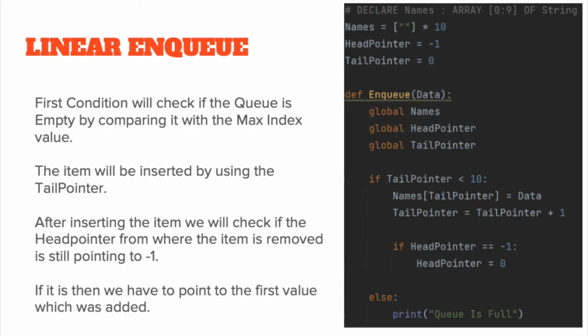If the head pointer is equal to -1, then we have to reset the head pointer to 0 because that becomes the start of the list. Else, we just print the queue is full, because if the tail pointer is equal to 10 or greater than 10, quite clearly the queue is full.